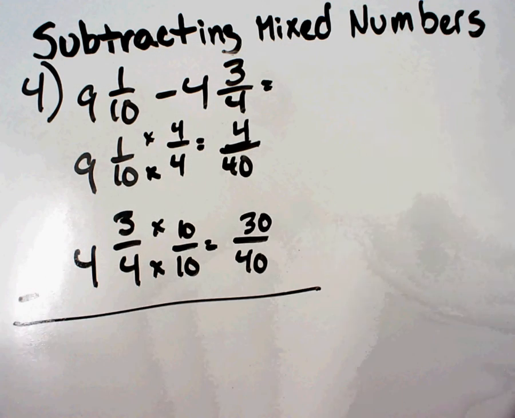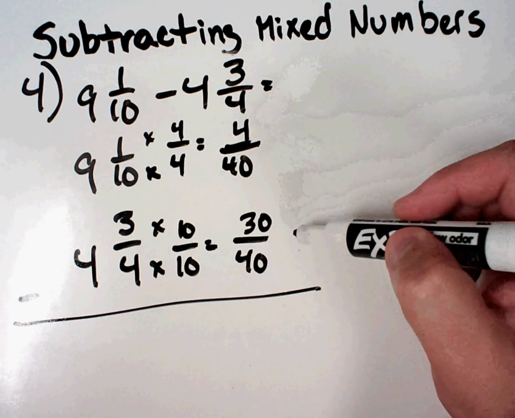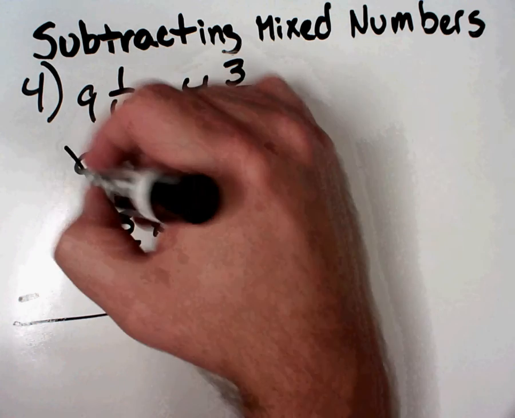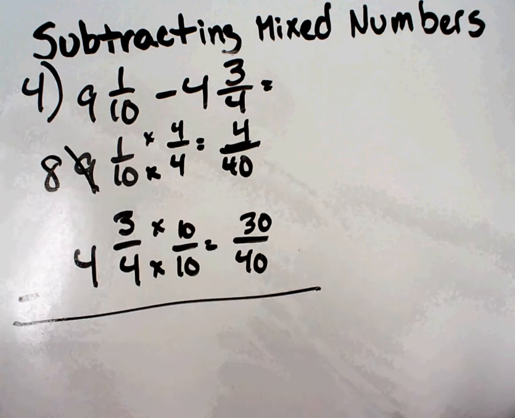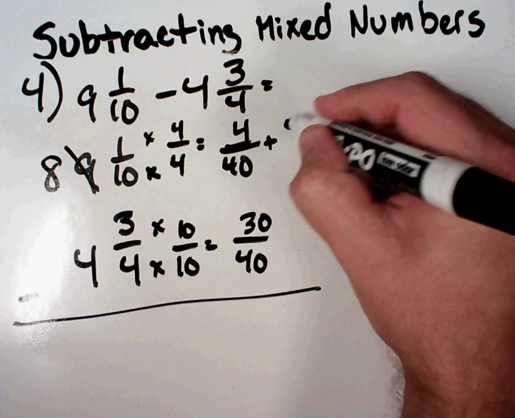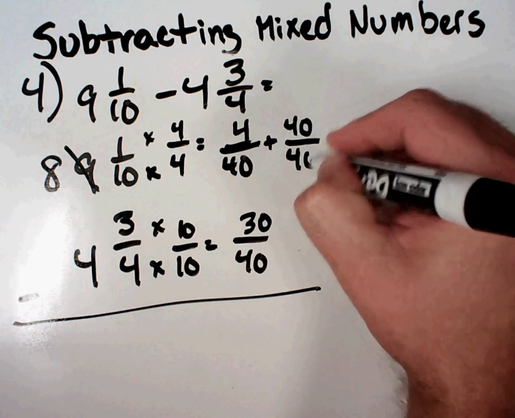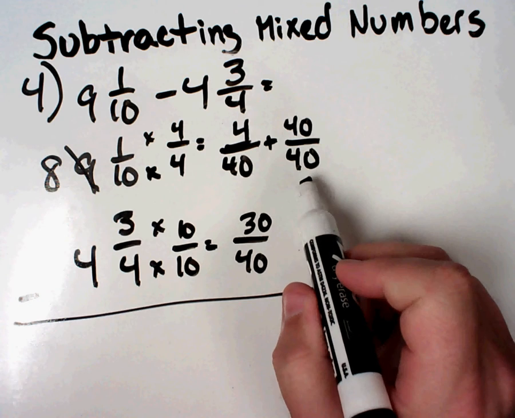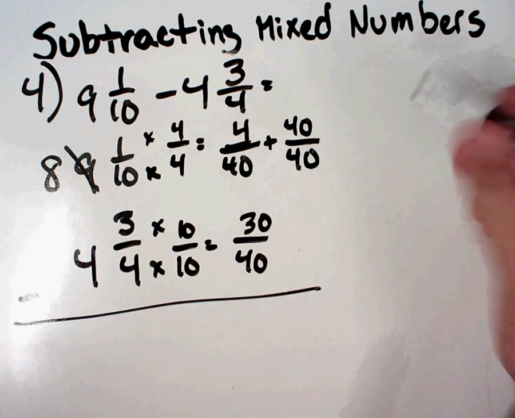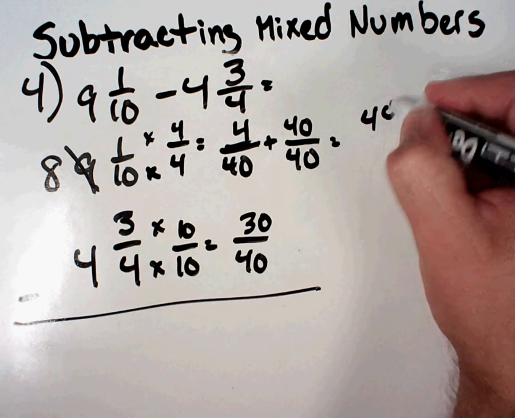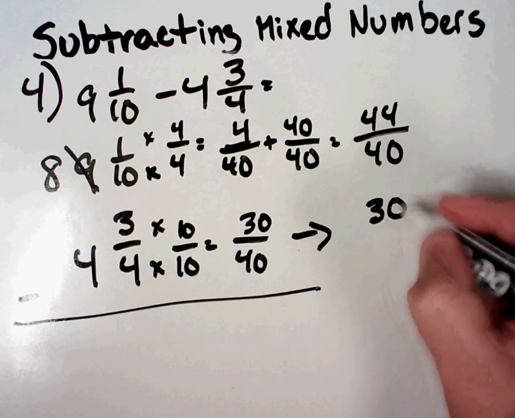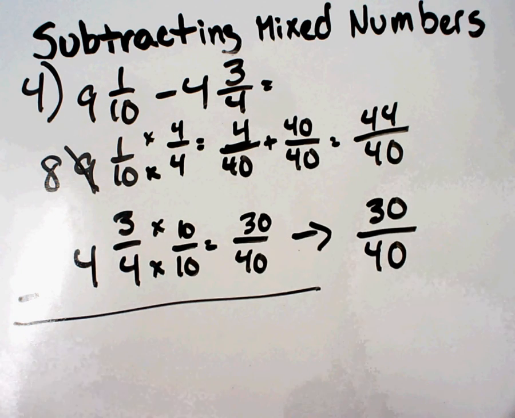Now, unfortunately, 4 is less than 30, so I'm going to have to regroup here. So my 9, I need to borrow from, so it's going to become an 8. And then I need to add my 1 whole, but my 1 whole I've got to write as a fraction with a 40 as a denominator. So 40 over 40, I'm going to add that to my 4/40ths to give me 44 over 40. Pull my 30/40ths over. And now I can subtract.